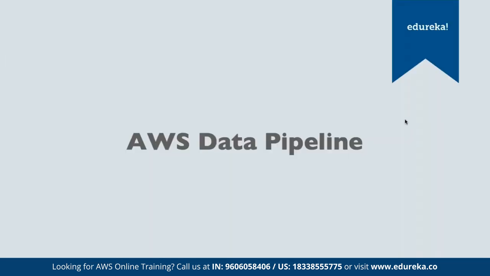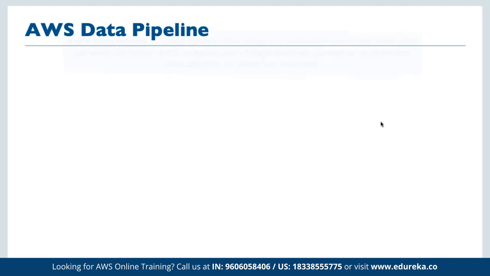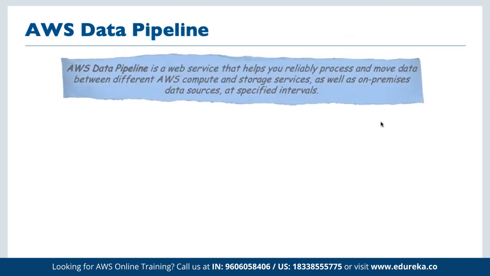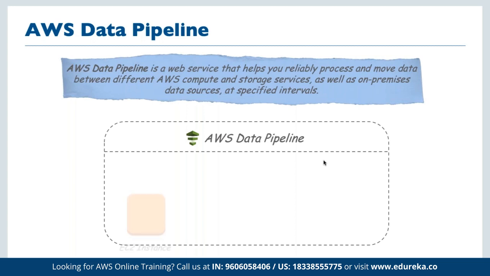First of all, let's understand what exactly data pipeline is. Data pipeline is basically a web service that allows us to process and move data between different AWS computation and storage services, as well as on-premise data sources, at specific intervals.